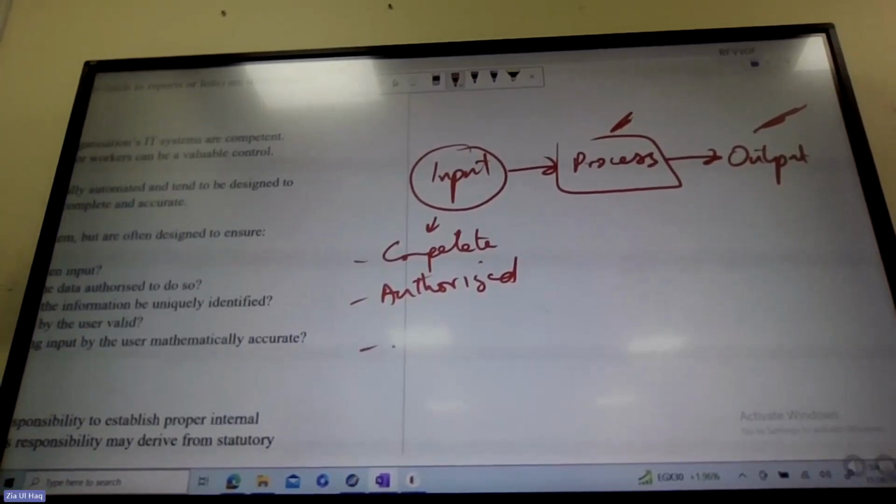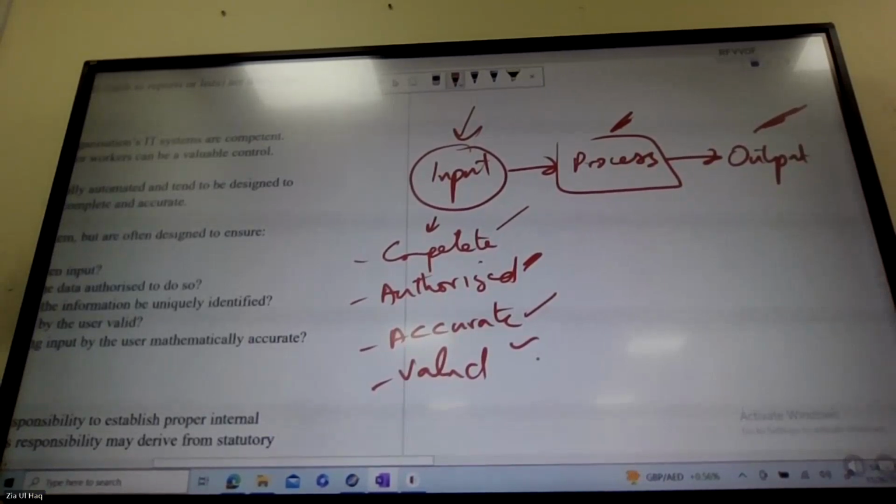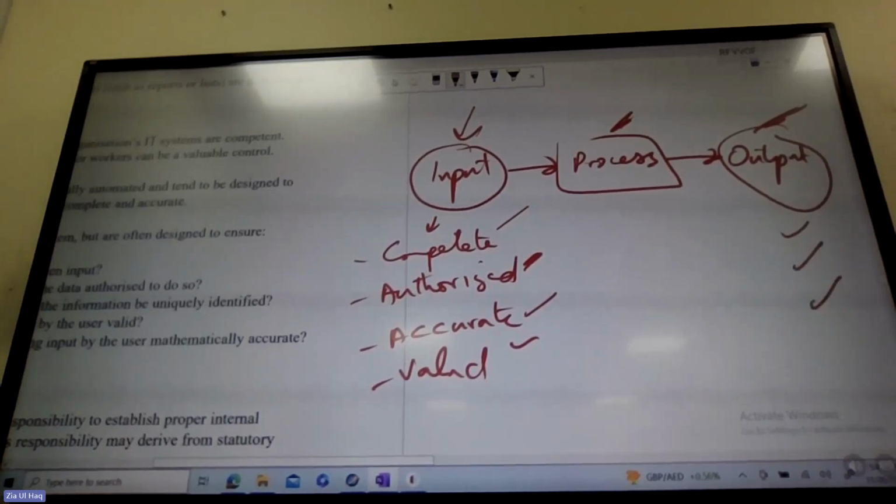This input data entered into the system should be accurate. If we have entered wrong data into the system, then we will get wrong output. So application controls are mainly relating to input of data, to ensure the data input is complete, accurate, valid, and entered through an authorized user, so that the system processes accordingly and we will be able to get a correct, complete, and valid output.